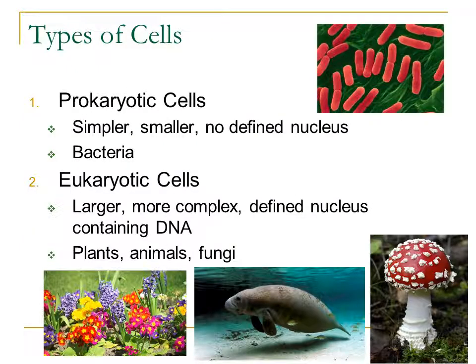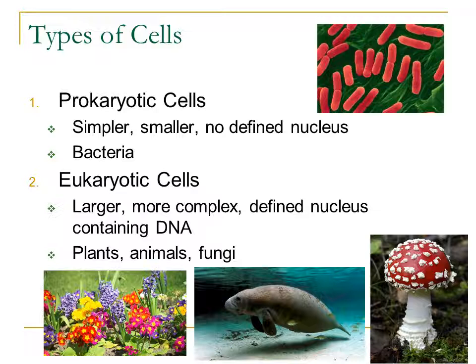So, what were our two main cell types? Well, again, we have prokaryotic cells. And remember, when you think of a prokaryotic cell, you want to think of a simpler, less complex organism. Typically, these cells are smaller. They don't really have a defined nucleus. If you look at the internal structures of a prokaryotic cell, everything just kind of appears to be thrown in there. And a common example of a prokaryotic organism is bacteria.